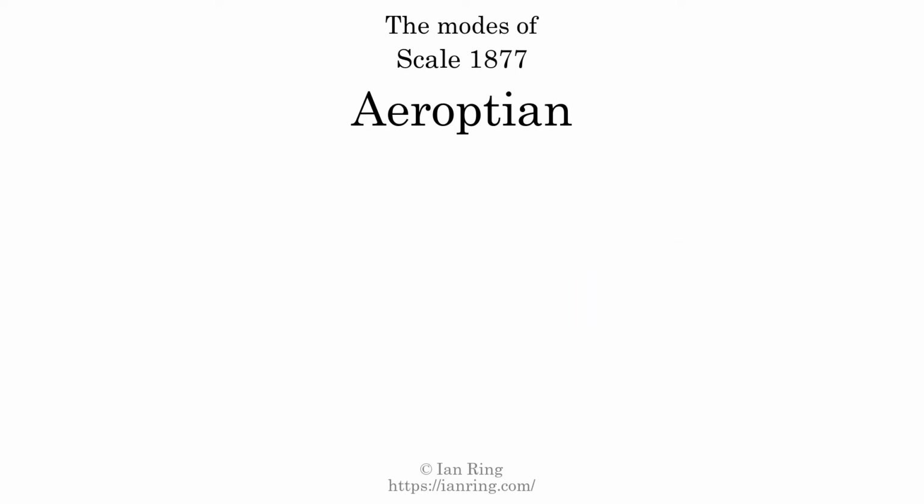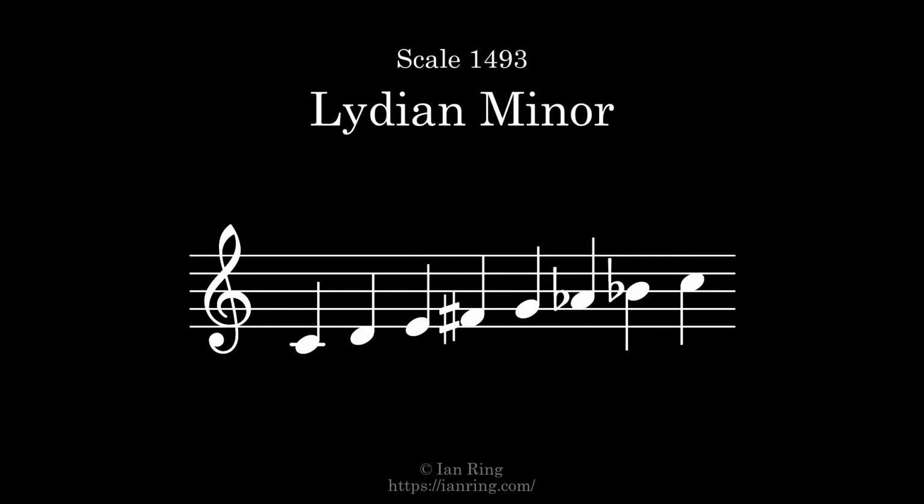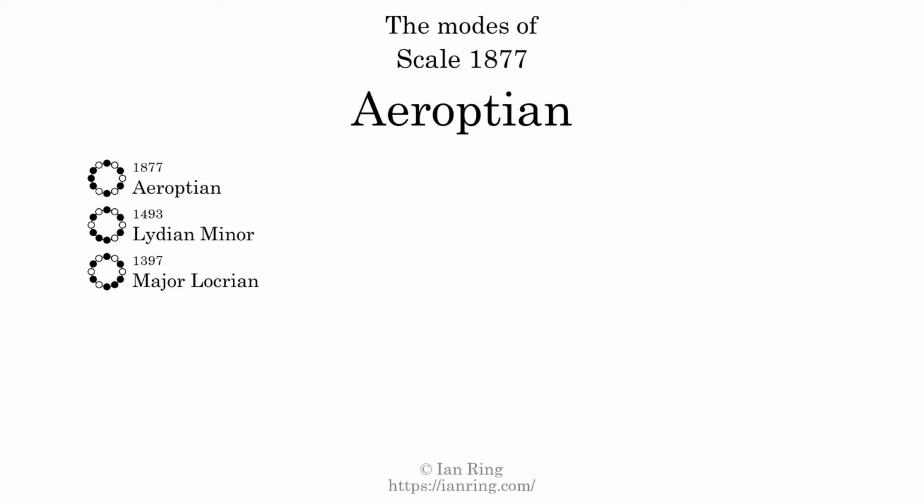This scale has 7 modes. The first mode is itself. The second mode is scale 1493, also known as Lydian minor. It sounds like this. The third mode is scale 1397, also known as major Locrian. It sounds like this.